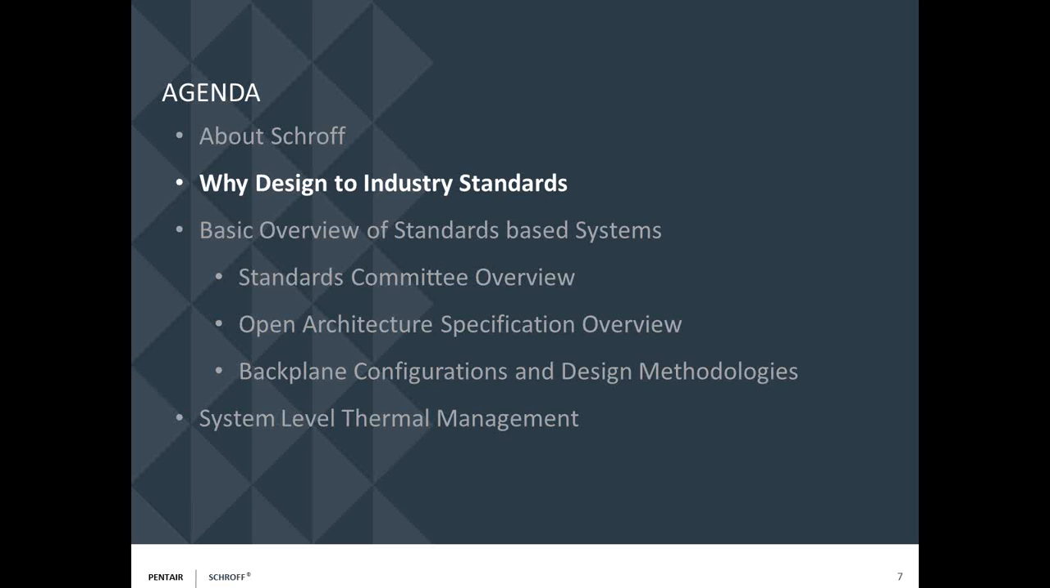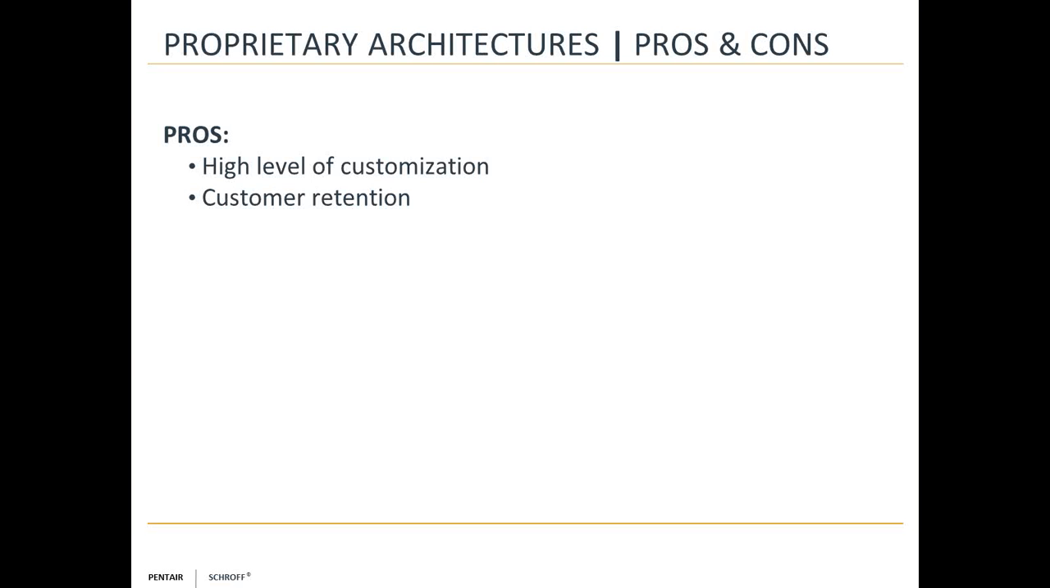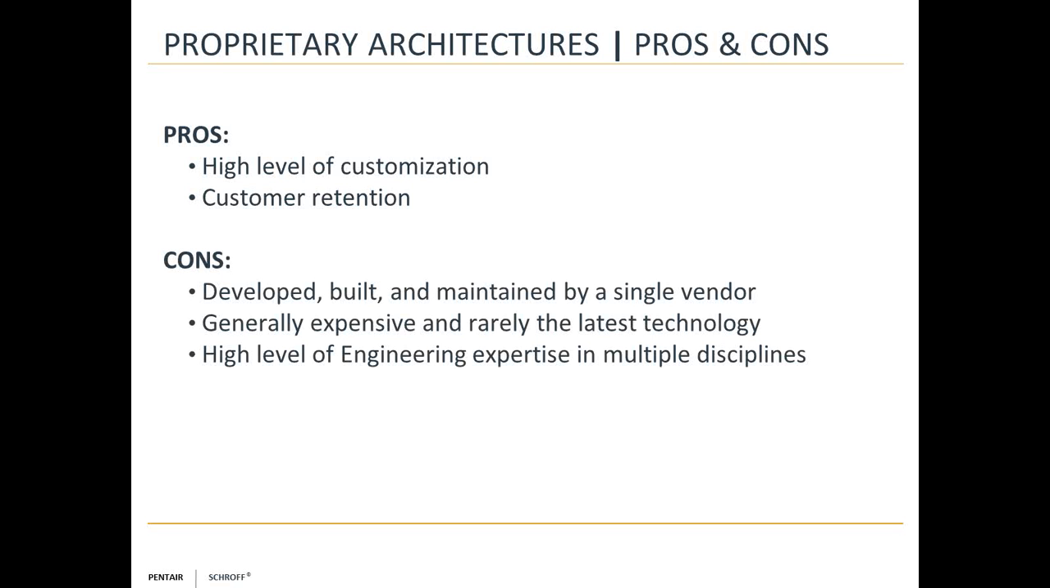Okay, so now to get into our presentation, why design to industry standards? So customers really have two options when it comes to systems. They can either build their own proprietary system, or they can build their system using standards-based solutions. The benefit of a proprietary architecture is that it is, well, proprietary. It can be built specifically for an application and provide optimized results. Additionally, if accepted into the market, it can encourage customer retention since the customer will be committed to the technology. Unfortunately, there's also a number of downsides as well.